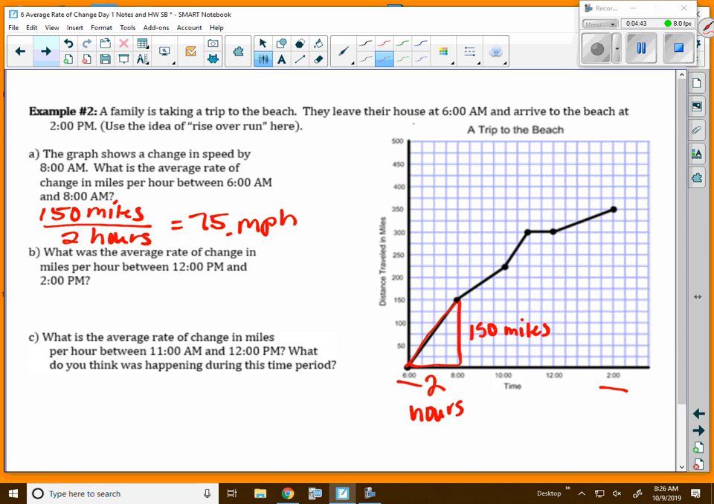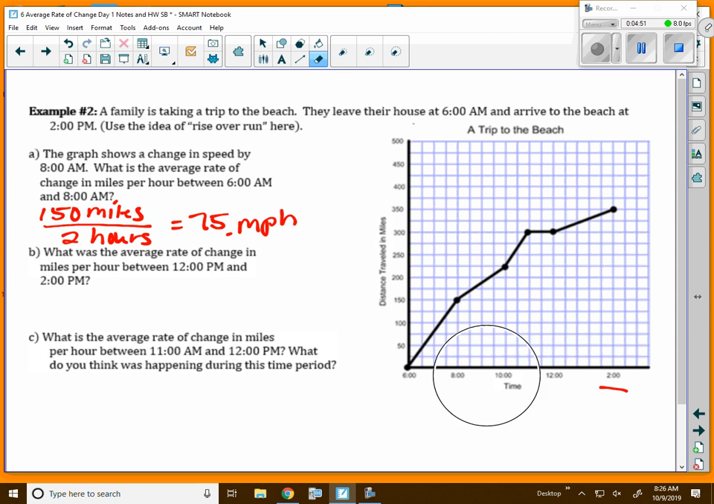All right, what is the average rate of change in miles per hour between 12 p.m. and 2 p.m.? So let's go ahead and look. 12 here, and 2. So we're going to do our rise over run. How many do I go here? 2. And here I go 50. Okay, so that's 50 what?